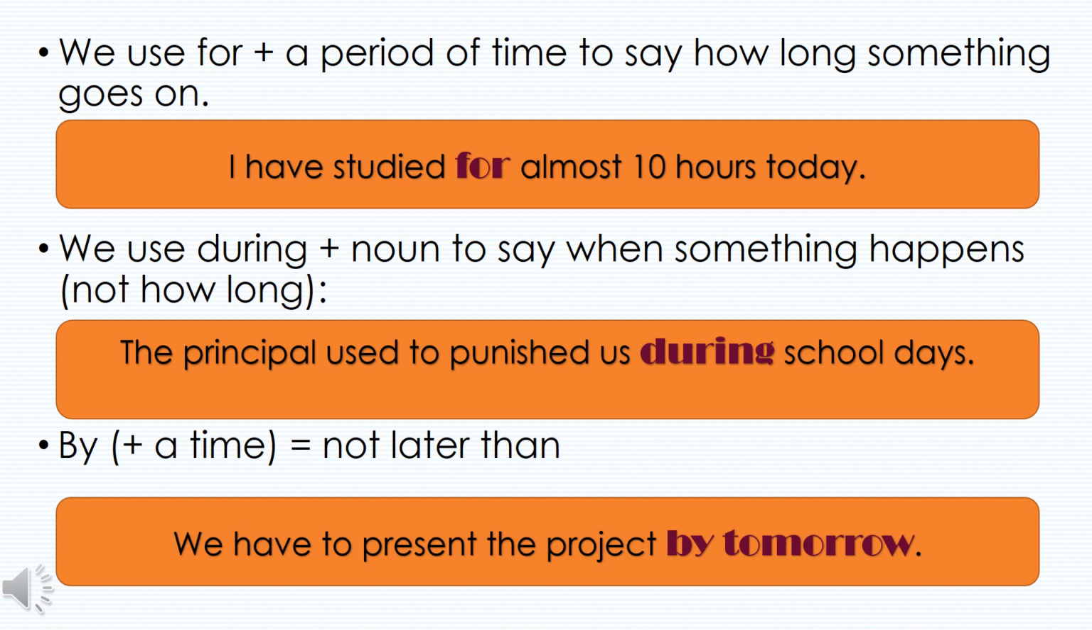Other kinds of prepositions of time are for, during, and by. We use for to speak about a period of time, to say how long something goes on. We use during plus a noun to say when something happens, not how long. And we use by plus an expression of time to mean no later than.